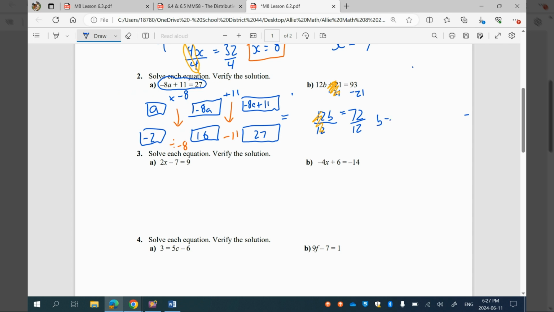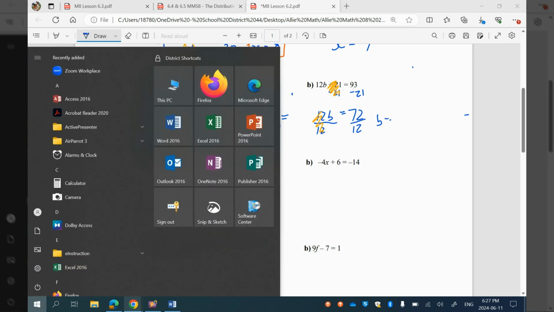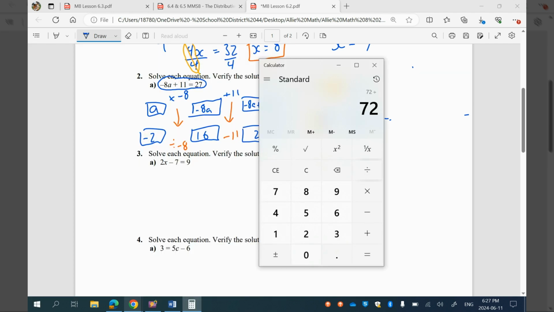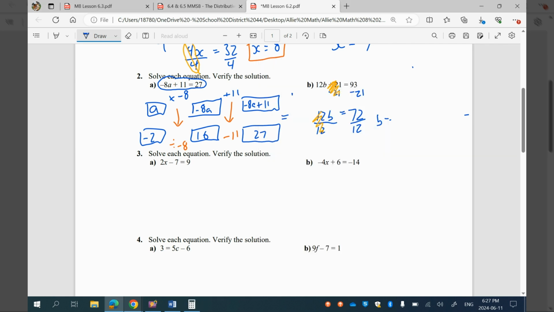No, it's not 9. It's after the workday. I can't think. Divided by 12. 6. There we go. Equals 6.